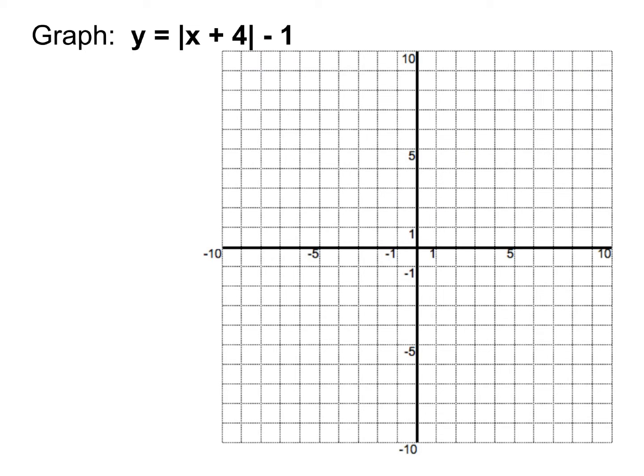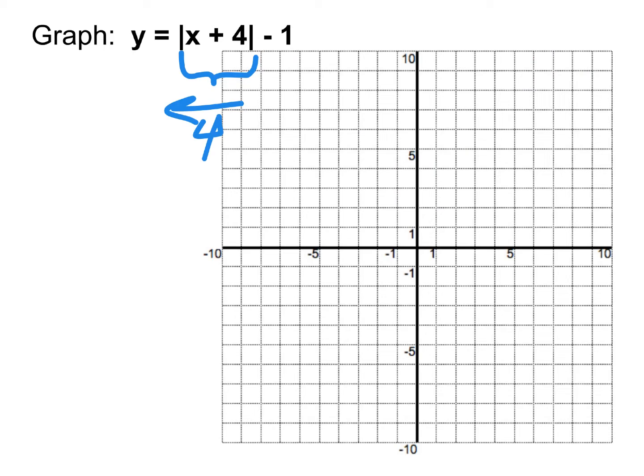All right, so the 4. First of all, notice where the 4 is. The 4 is inside with the x. So that tells me it's going left or right. So then the question is, plus 4. Would that go left or would that go right? And this does go left. Yes, this is going to go left 4. Plus will always go left. Minus will always go right.